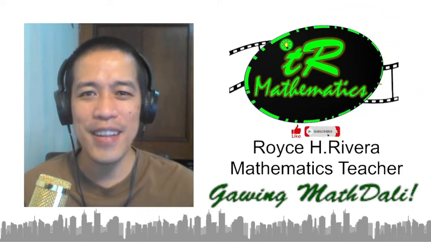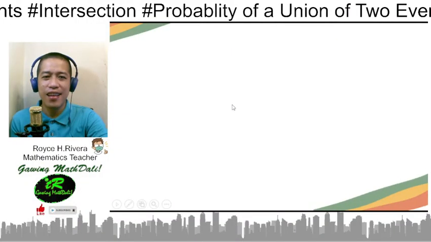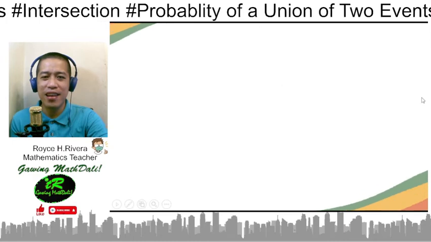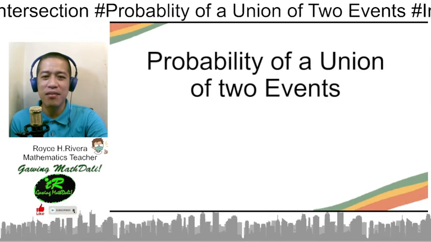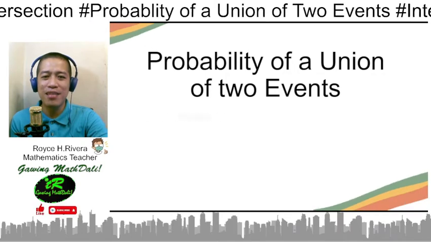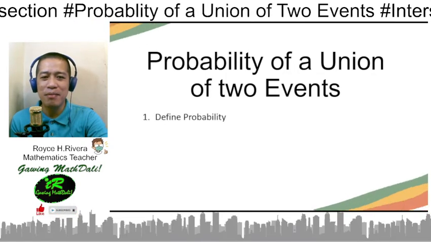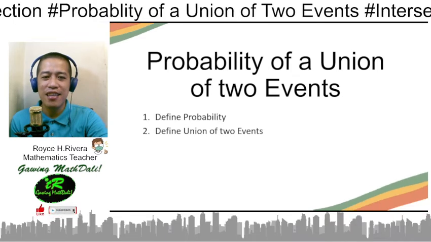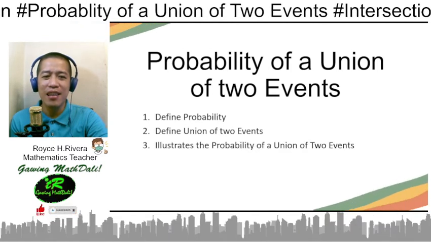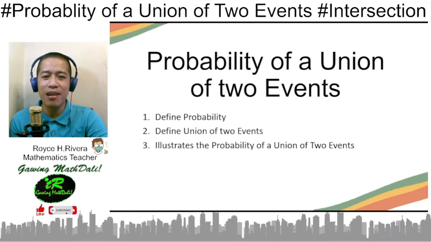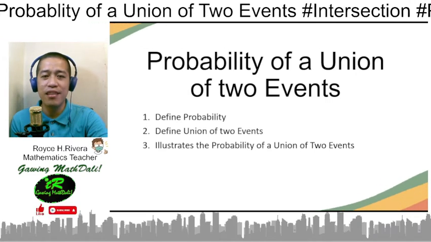Simulan na natin! Ang pag-uusapan natin ngayong araw ay ang tungkol sa probability of a union of two events. Our objectives: define probability, define the union of two events, and illustrate the probability of a union of two events.